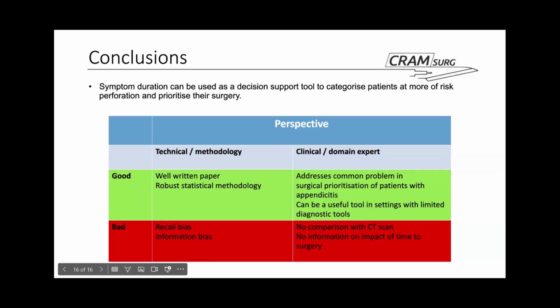And looking at the clinical side of things, it addresses a common problem in surgical prioritization of patients with appendicitis. It could be a useful tool in settings with limited diagnostic tools, like rural settings, remote settings without CT scanners. However, they did not compare with the CT scan, and they did not provide any information on the impact of time to surgery from presenting at hospital to surgery. So that's our presentation. Thank you.